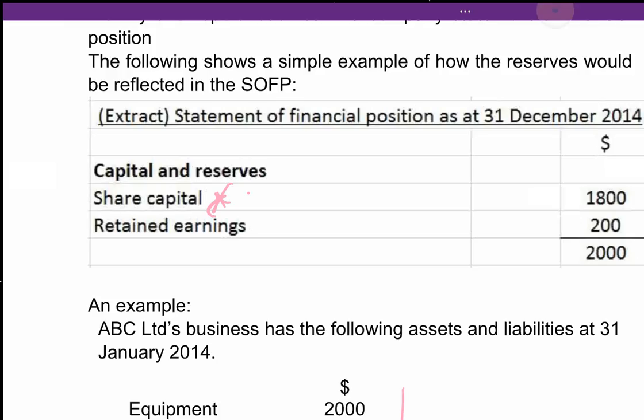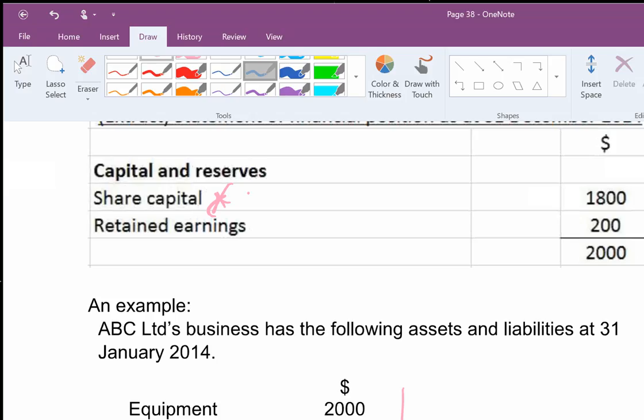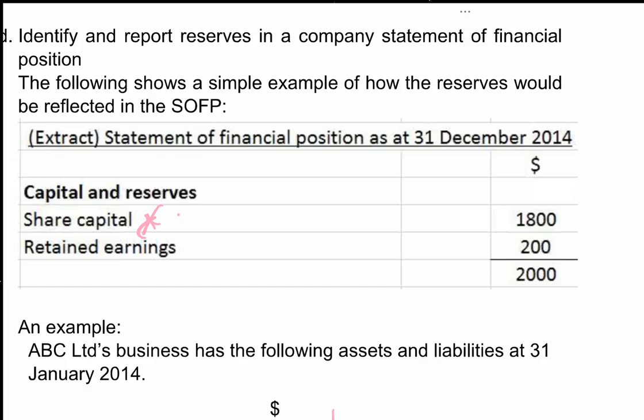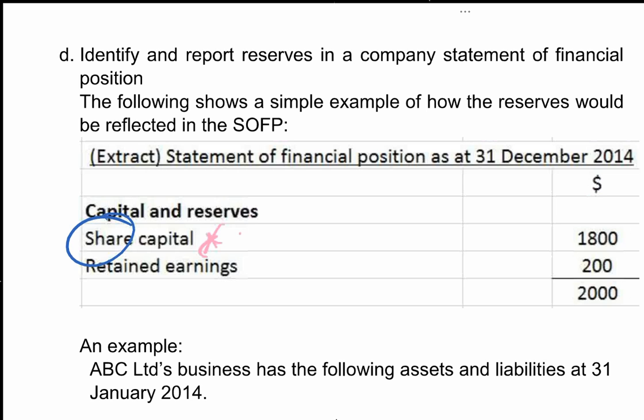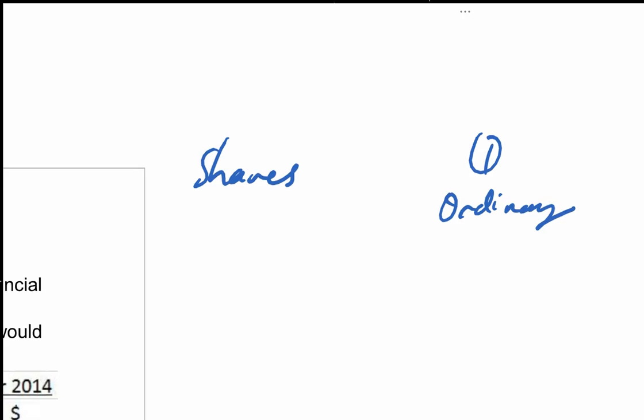What I'm going to explain is not so important for the exams, but it's important for you to know if you prepare the full set of accounts, or if you're trying to understand a company. Now there are many categories of shares in a stock market, but for your syllabus, shares are broadly divided into two types. The first one is what we call ordinary shares. The second one is called preference.